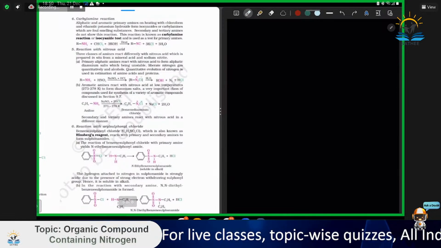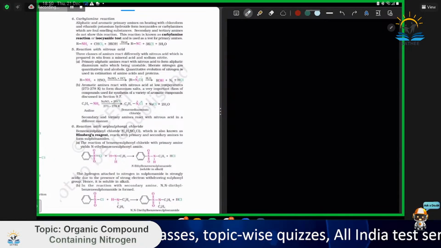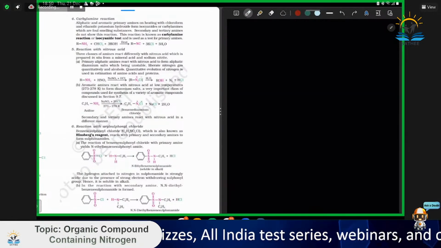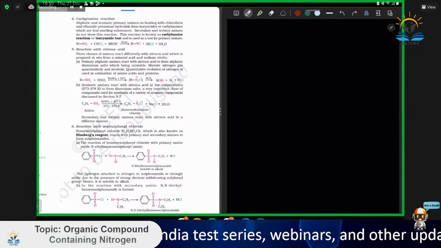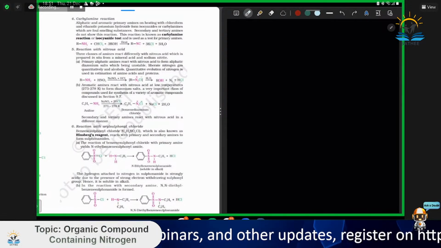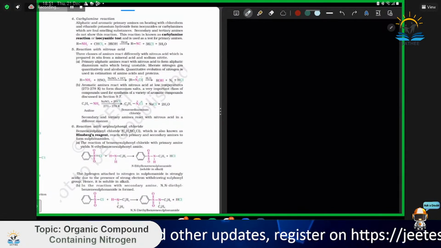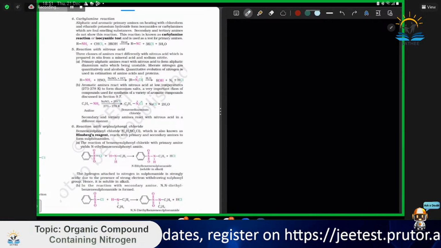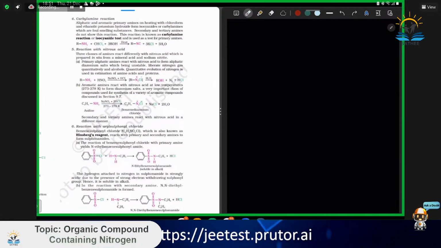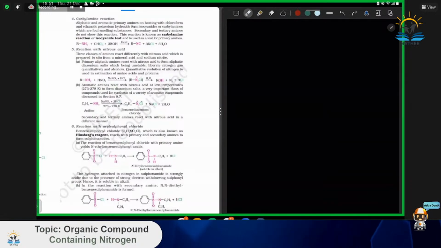Next reaction, this is the isocyanide test. This is a kind of distinguishing test. Aliphatic and aromatic primary amines on heating with chloroform and ethanolic potassium hydroxide give isocyanides or carbylamines, which are very foul smelling substances. Secondary and tertiary amines do not show this test, so this reaction is used to identify primary amines. CHCl3 is chloroform, KOH is potassium hydroxide. You will get RNC isocyanide.